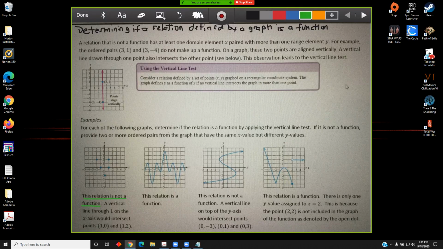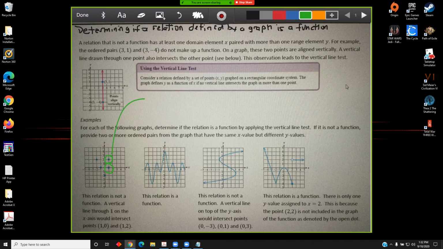a function. Now, the instructions for this problem say, once you've identified that something is not a function, you must provide two or more ordered pairs from the graph that have the same x value but different y values. Well, those would be the 2 points that we intersected with our vertical line. This one and this one. Let's write the coordinates of each one.